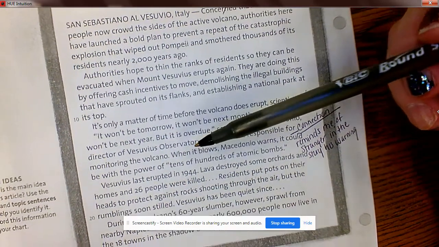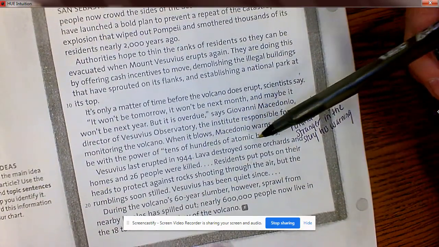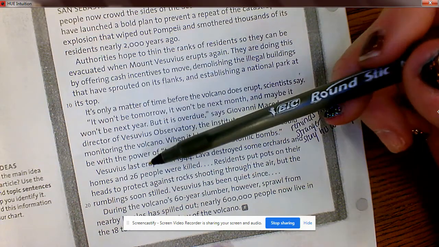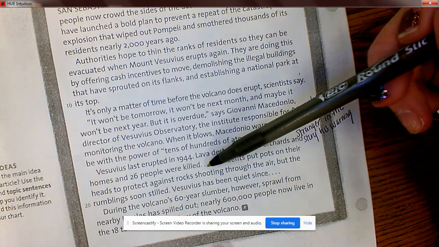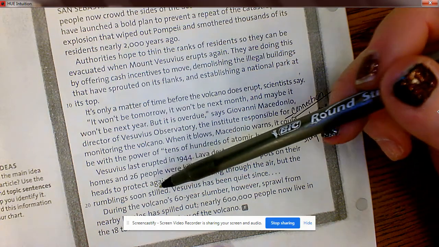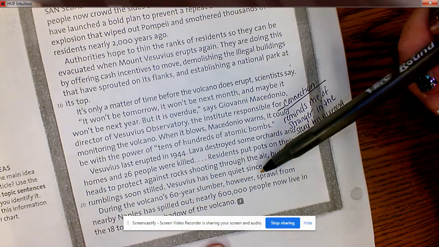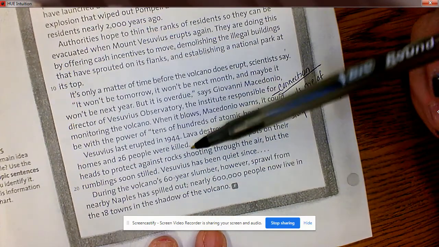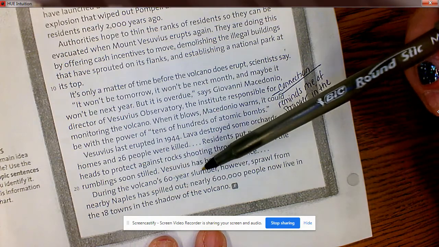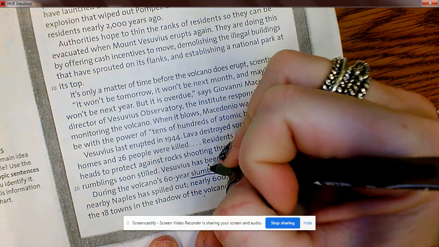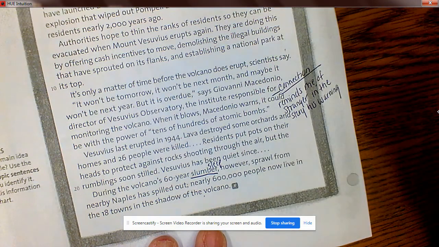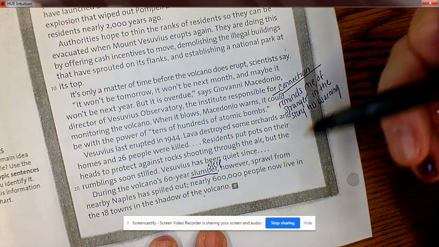Vesuvius last erupted in 1944. Lava destroyed some orchards and homes, and 26 people were killed. Residents put pots on their heads to protect against rocks shooting through the air, but the rumblings soon stilled. Vesuvius has been quiet since. Oh, yeah, I would say it's kind of overdue. During the volcano's 60-year slumber, slumber means what? Very good. Slumber means to sleep. However, sprawl from nearby Naples has spilled out. Nearly 600,000 people now live in the 18 towns in the shadow of the volcano.